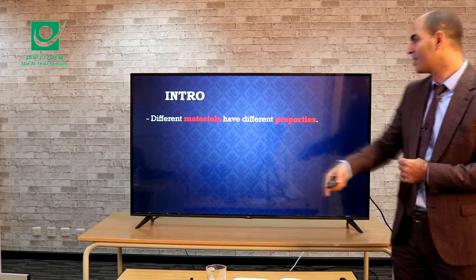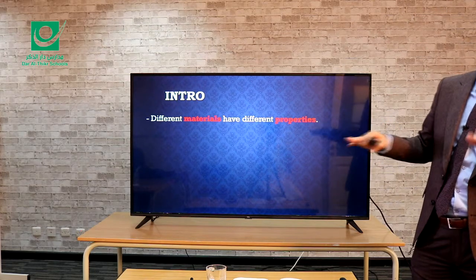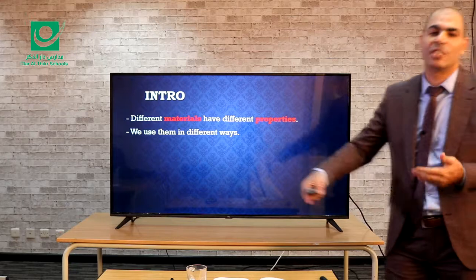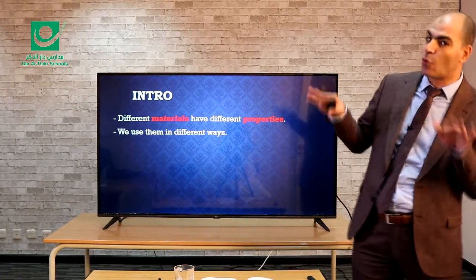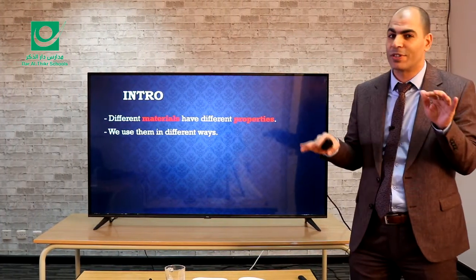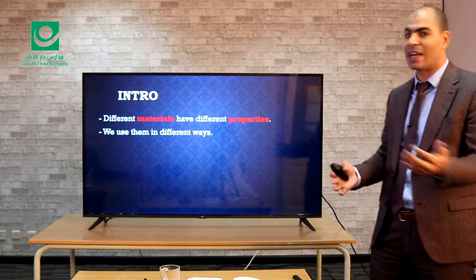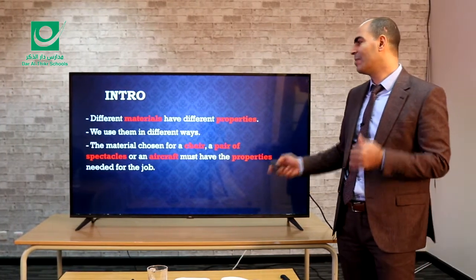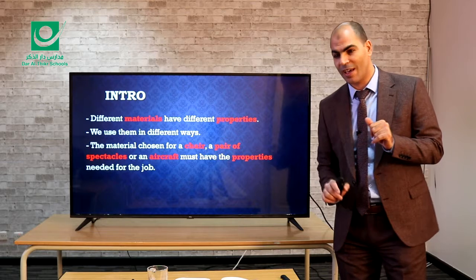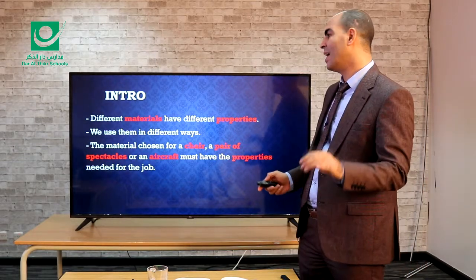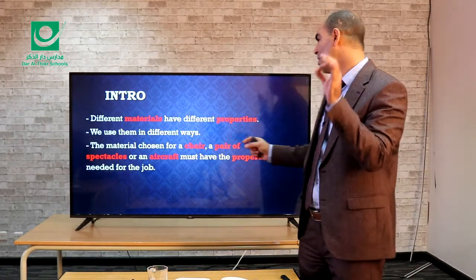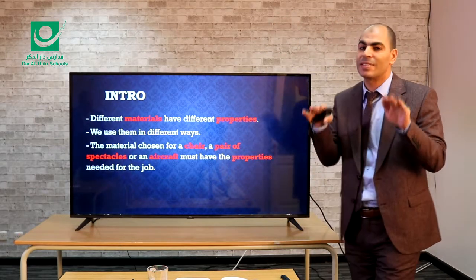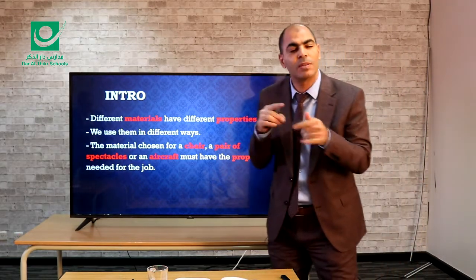1, different materials have different properties, and we'll know about this later on. 2, we use materials in different ways, and this is very important, how we use materials in our everyday life. 3, the material chosen for a chair, a pair of spectacles, or an aircraft must have the properties needed for the job. We will think about this.